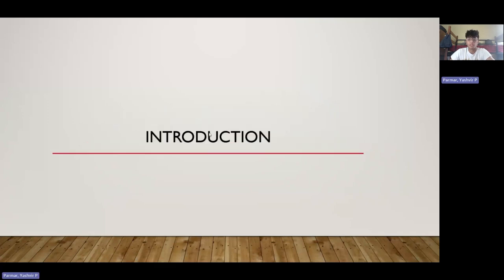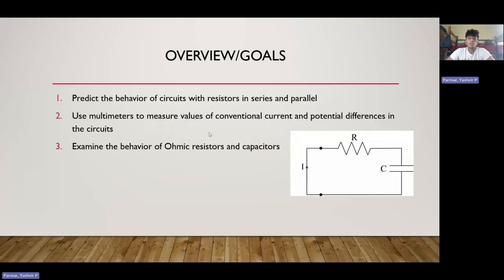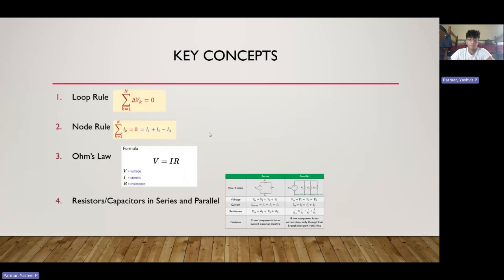So to get started, I'm going to give a little introduction. The goals of this lab are: one, predict the behavior of circuits with resistors in series and parallel. Goal number two, use multimeters to measure values of conventional current and potential differences in the circuits. And goal number three, examine the behavior of ohmic resistors and capacitors, which you'll see later in the lab.